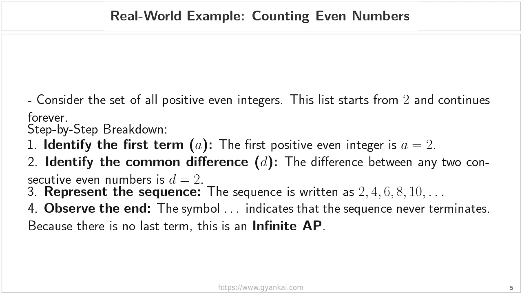Those 3 dots are very important. They indicate that the sequence never terminates or stops. Because there is no final value or last term, we classify this as an infinite arithmetic progression. In the next slide, we will summarize the key differences between this infinite pattern and the finite one we studied earlier.